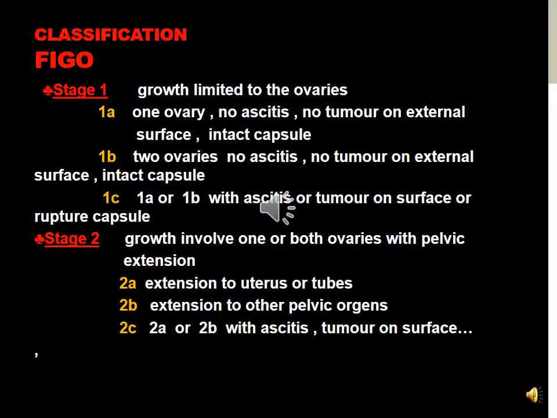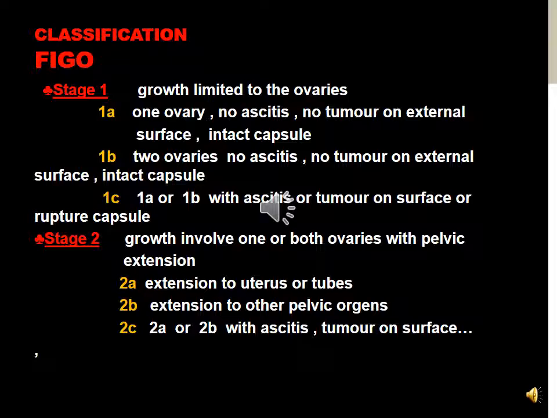We discussed in the previous slide the epidemiological factors that enhance and reduce the risk of ovarian cancer. Now I'm going to discuss the FIGO classification, the staging of ovarian cancer. Stage 1 is limited to the ovaries. Stage 2 goes beyond the ovary to the pelvis. Stage 3 goes from the pelvis to the abdominal peritoneum, and stage 4 is distant metastasis.